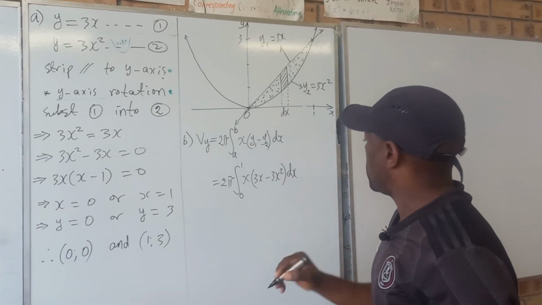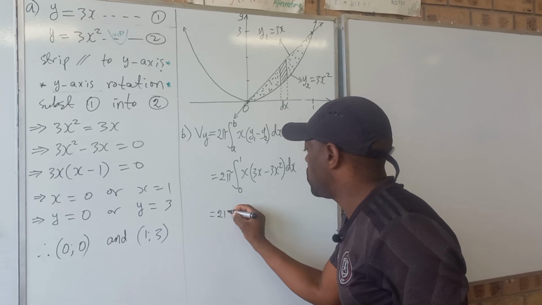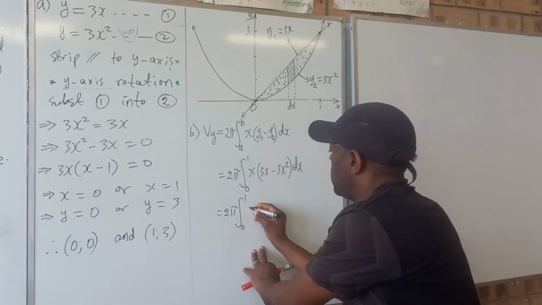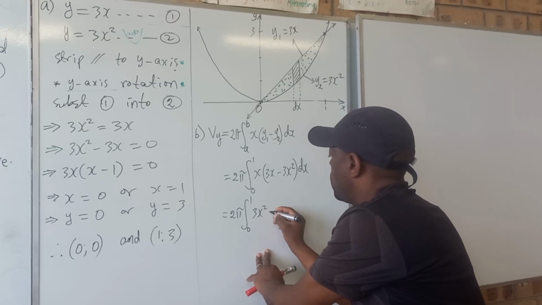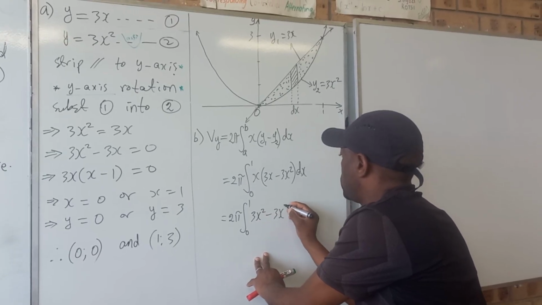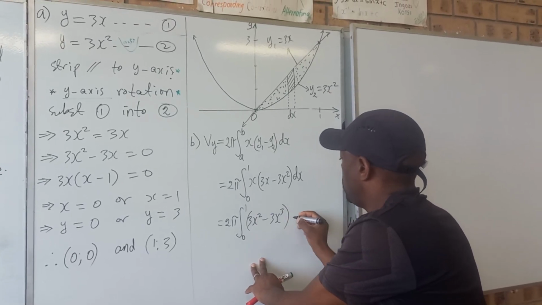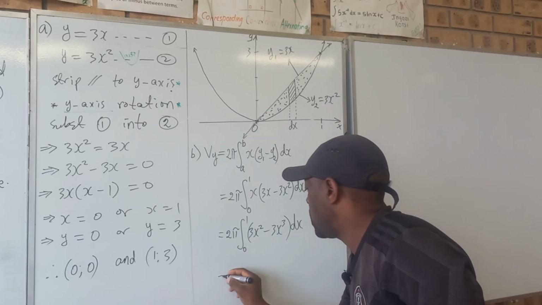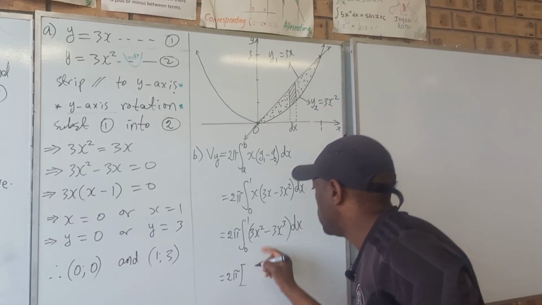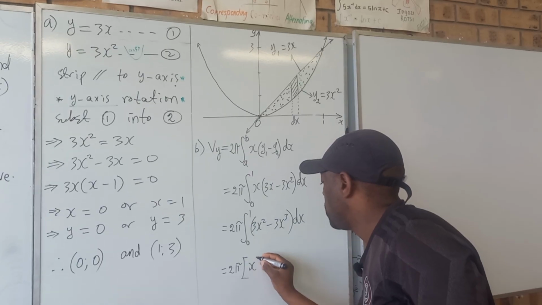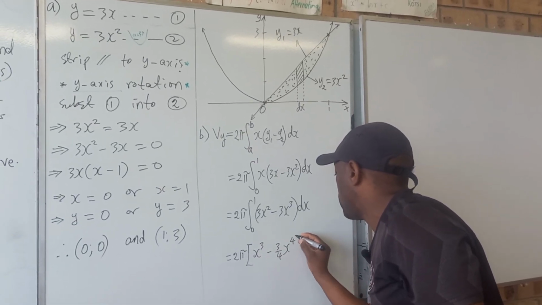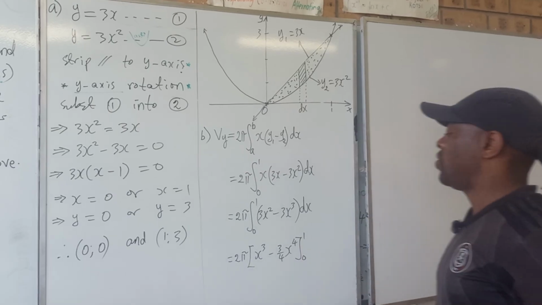Then I open my bracket now. This will be 2 pi, the integral from 0 to 1. If you multiply that, you will get 3x squared minus 3x cubed. Then you start your integration. If we integrate 3x squared, we're going to get x cubed minus 3 over 4 x to the power 4, from 0 to 1.